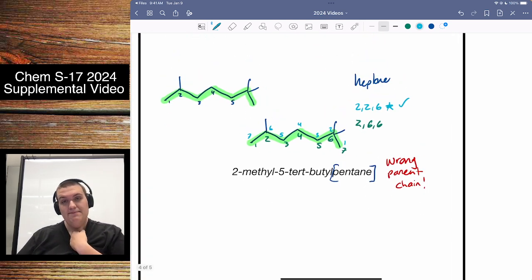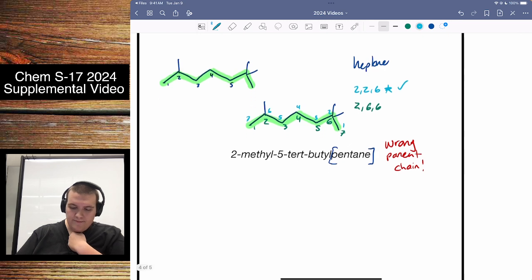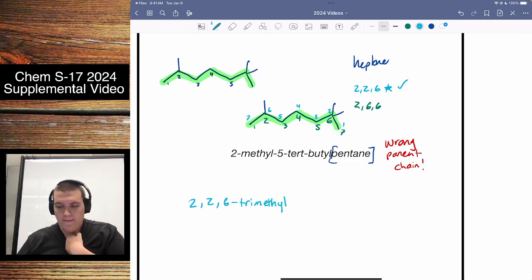Again, we have 3 methyls. They're all the same substituent. So we would do 2, 2, 6, trimethyl. And then we would put our parent name, our heptane. And there, we've done it.